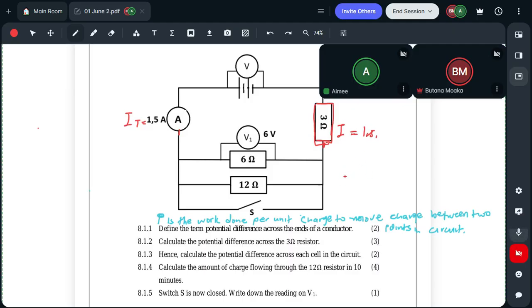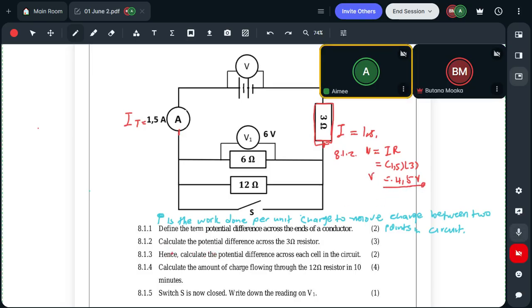Let's apply Newton's law to answer 8.1.2. So, not Newton's law, Ohm's law. V is equal to current times the resistance. I'm just going to do the substitution: 1.5 multiplied by that 3. Then you put that on the calculator, which we get 4.5 volts. So this is your V. Your answer is 4.5. Are you happy with that one?